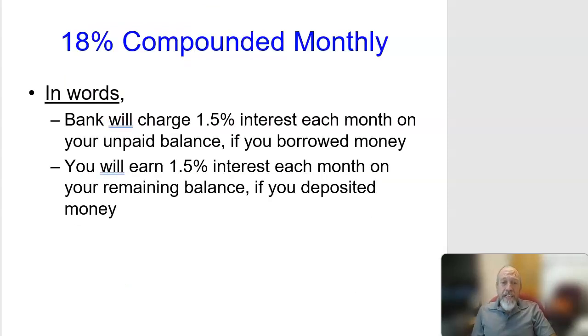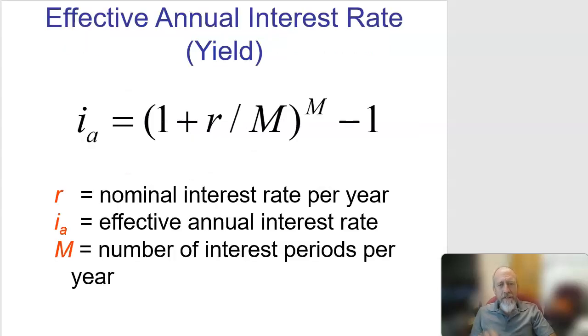Now, when does this actually occur? Pretty much whenever you've got monthly payments. That's just how it works. 1.5% interest each month on the unpaid balance. And of course, in your earnings, if it's a deposit, it means you're actually going to get more. So how do we do the calculation? Well, the reality is what we need to do is convert it to an effective annual interest rate when we've got a compounding period that's different from the annual period that you've got quoted there.